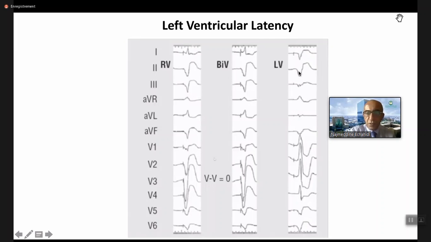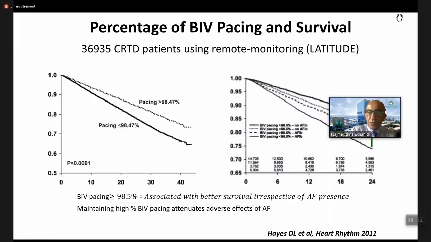Since here in V1 it's positive, it's in a lateral position, most likely posterolateral position, a good position. However, most likely this lead was implanted close to a scar or within a scar. You can see how huge the interval is between the spike here and the QRS. Even if the device is delivering the therapy, the RV is captured, so there is no place anymore for the LV to be captured. And this is the reason why this patient was not responding to the therapy. So this matter of percentage of biventricular pacing is really important.